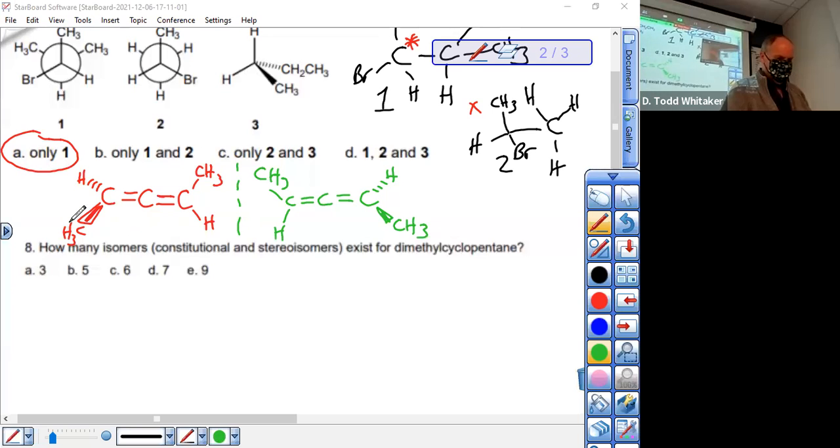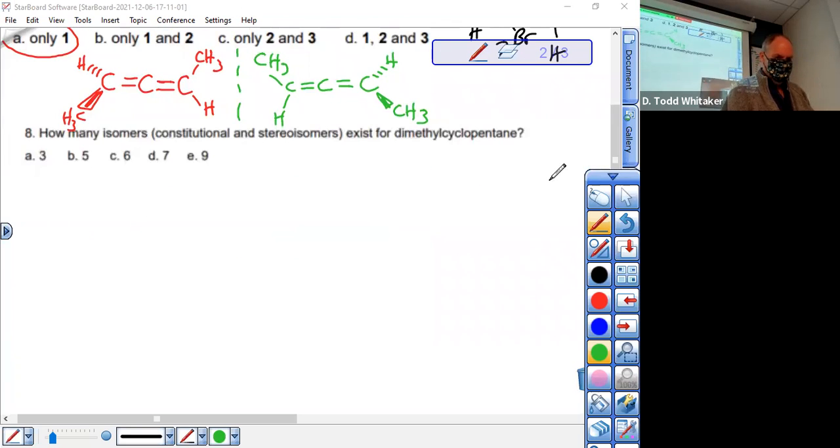Off screen we showed that these were chiral, not related to this question. So this one is kind of a trial and error question. Dimethylcyclopentane: how many isomers, including constitutional and stereoisomers? Constitutional will have the methyls on different positions. Stereoisomers have the same positions, but they're either enantiomers or diastereomers. So first question is, how many dimethylcyclopentanes are there ignoring stereochemistry?